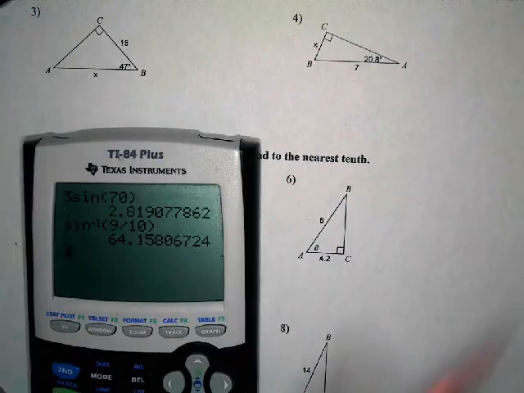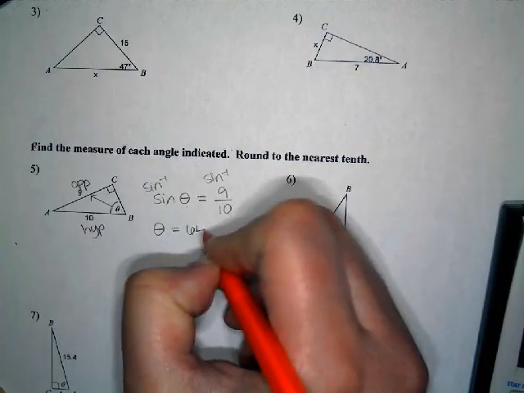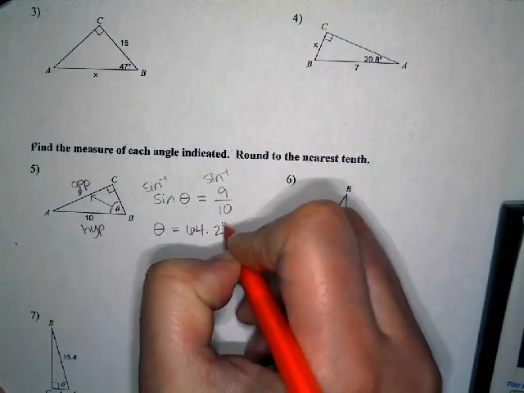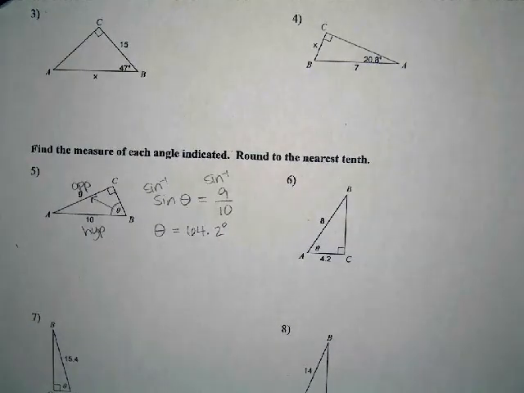64.2 degrees, because they're asking us to round to the nearest tenth, which is 1 decimal place. So 64.2 degrees. Okay, is that a good reminder of how to do these?